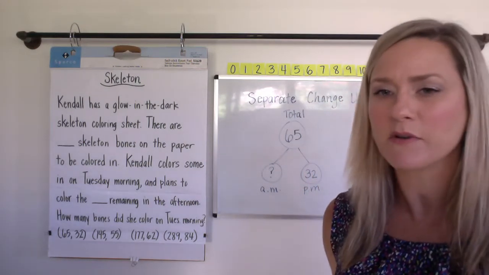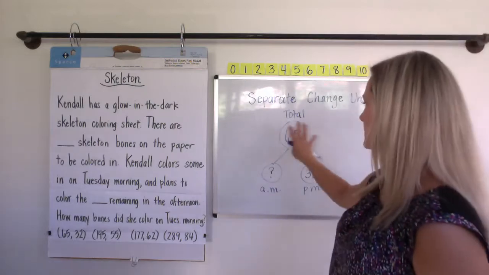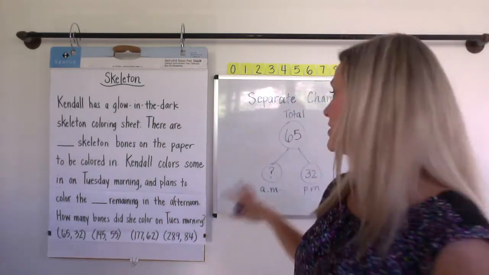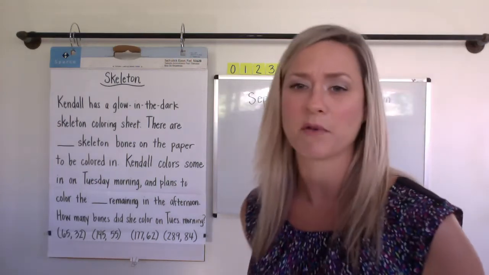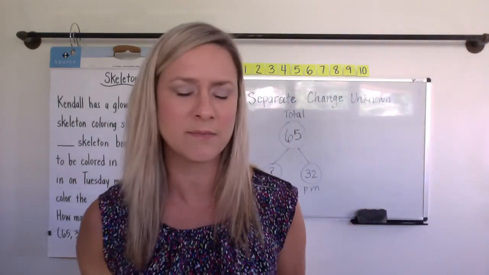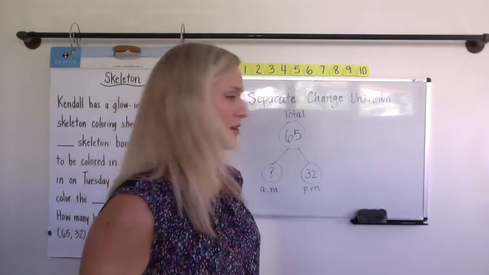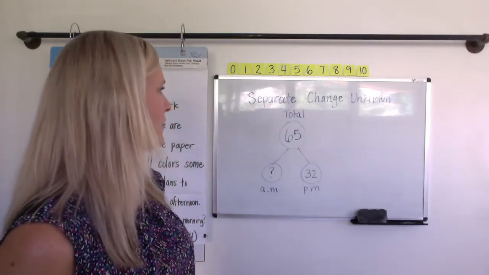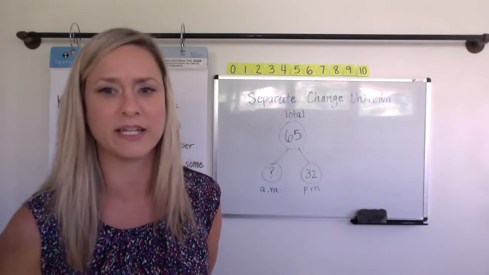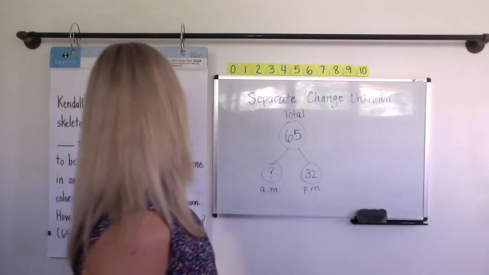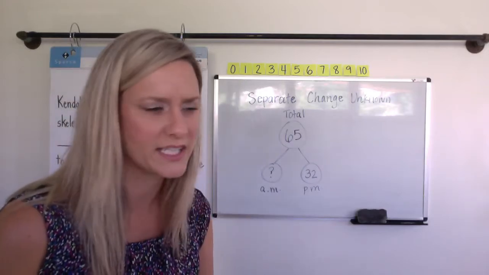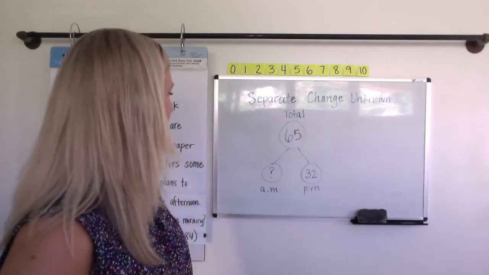So your kids are familiar with number bonds, so this would look familiar to them. So if they are struggling, you can ask them to draw out a number bond, and that might help guide them. Now, from here, we still have some solving to do, right? So once they know that the total is 65 and in the afternoon, she plans to color in the remaining 32, we have to figure out what the morning is. So how many did she color in the morning?